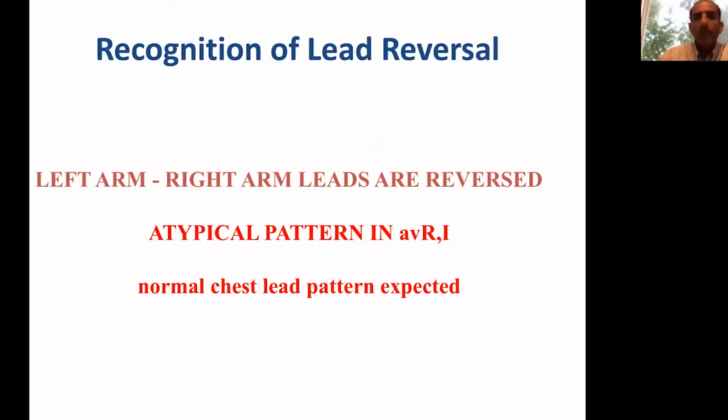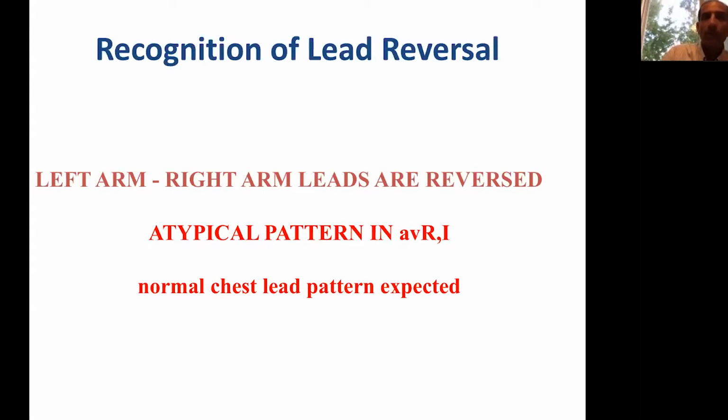Now, one important distinction that you have to make is whether the patient has a right arm, left arm switch or the patient has dextrocardia. Dextrocardia means the heart is located on the right side of the chest instead of the left side. If that happens, there will also be an atypical pattern in AVR and lead 1.